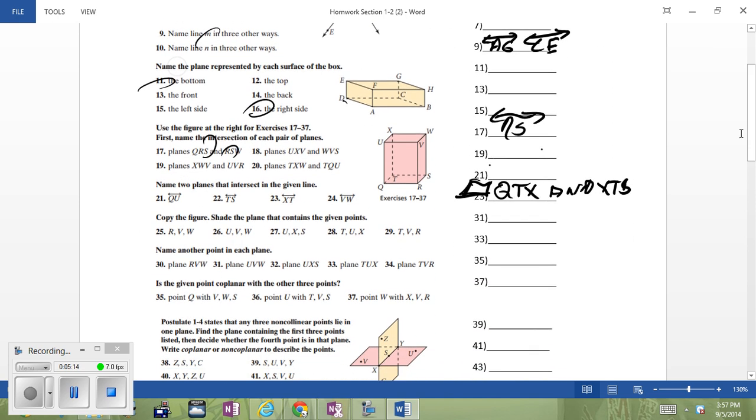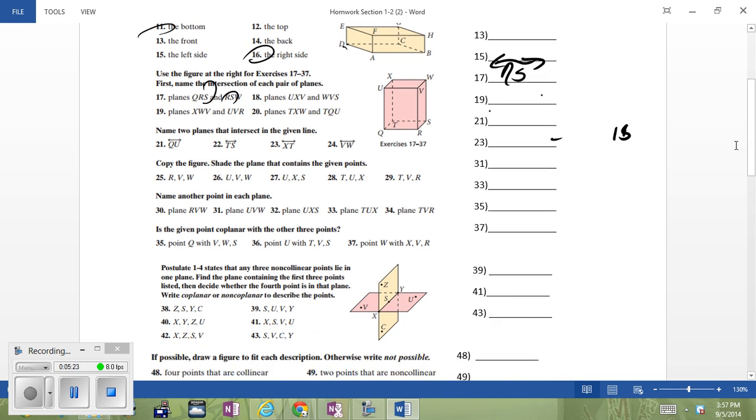The next grouping, which I don't even have any questions relevant to, so we're not even going to worry about that grouping, okay? Let's see, 35 through 37. In a given, is the given point coplanar with the other 3 points, okay? That, again, is going to pertain to the figure up here, okay? The figure up here.